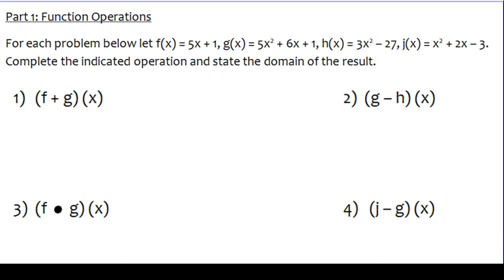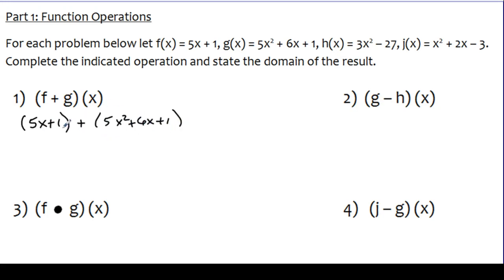There's nothing in the x position, which means I'm just going to bring down the whole f function without plugging in anything. I'm going to suggest that you get in the habit of bringing down the functions and putting them in parentheses. So this was the f function, and I brought it down in parentheses. To this I'm adding the g function, which is 5x squared plus 6x plus 1. Okay, and then I need to combine these.